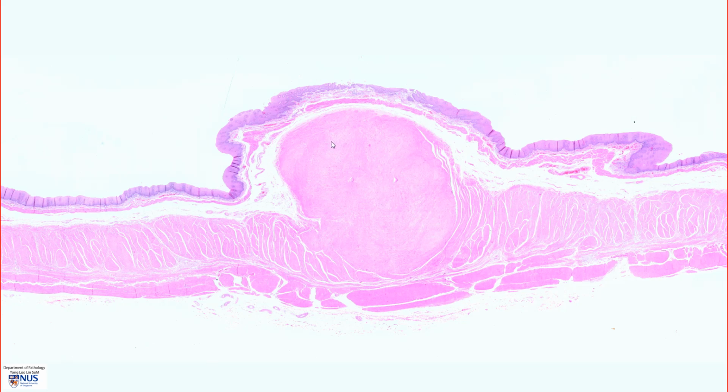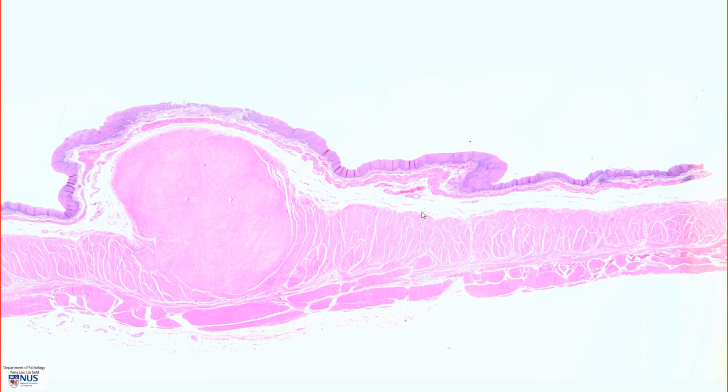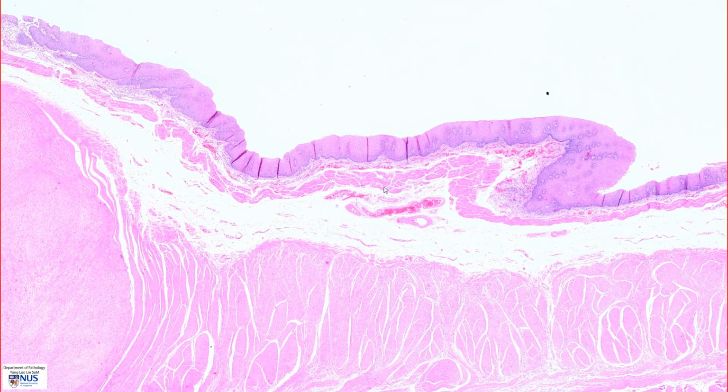Hello, this is a virtual microscopy slide of a leiomyoma of the esophagus, and we can see that this nodule here is in the wall rather than rising from the mucosa, and in fact it appears to be rising within the muscularis propria. Let's have a quick recap of the esophageal histology.